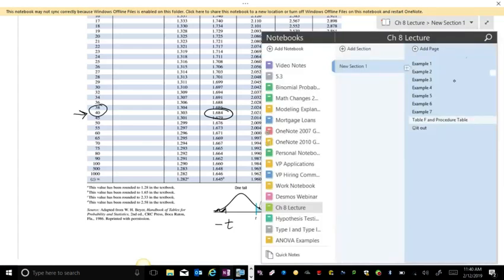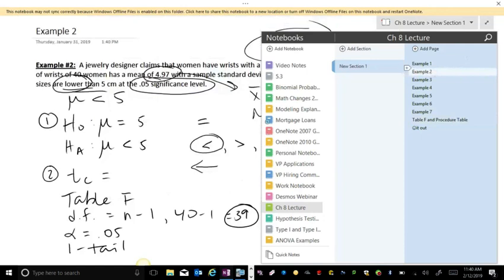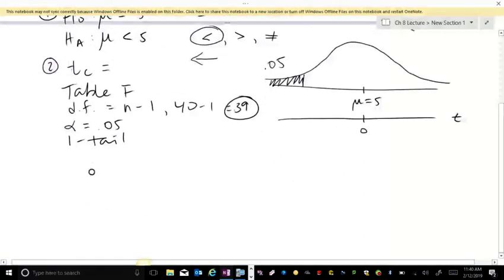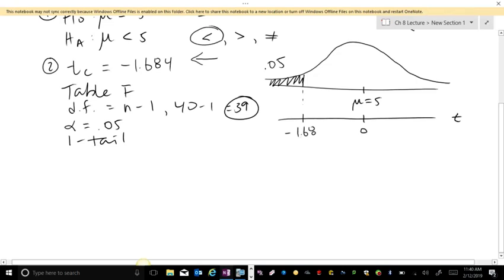So 1.684, let's remember that and put that into example 2 here. I've got my one-tail test, and I know that my critical value then is going to be negative 1.684. That is this value right here that cuts off my rejection region. The next step, step number 3, is to find my test value. My test value is the t-score that marks where my sample mean is.